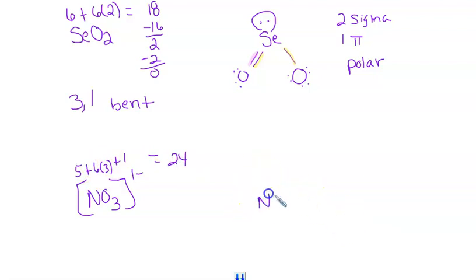So nitrogen in the middle, I'm going to go ahead and put it in the shape that I think it's going to be in. Hopefully it'll stay that way. It will. So we've got 3 oxygens, and I would give them their 8.